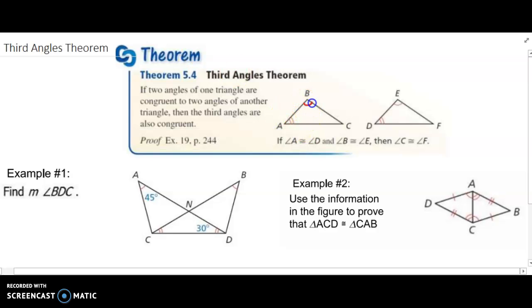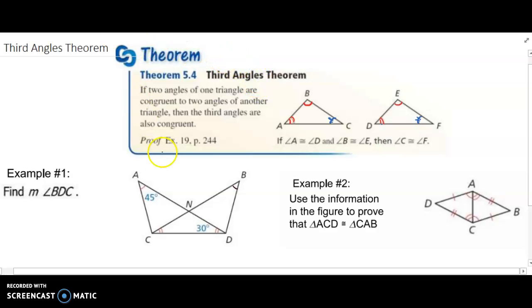It tells us that angle B and angle E are congruent, and it also tells us that angle A and angle D are congruent. So without knowing any angle measures whatsoever, just from this theorem, we can conclude that angle C has to be congruent to angle F. It has to be because these two angles are congruent to these two angles, and so these third angles here are congruent, hence the third angles theorem.